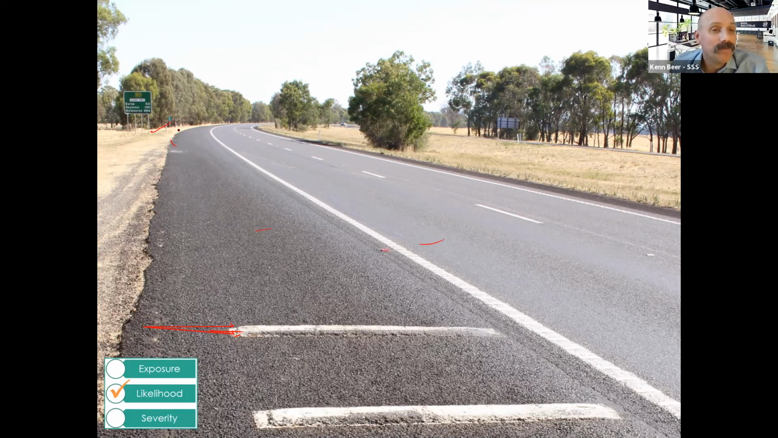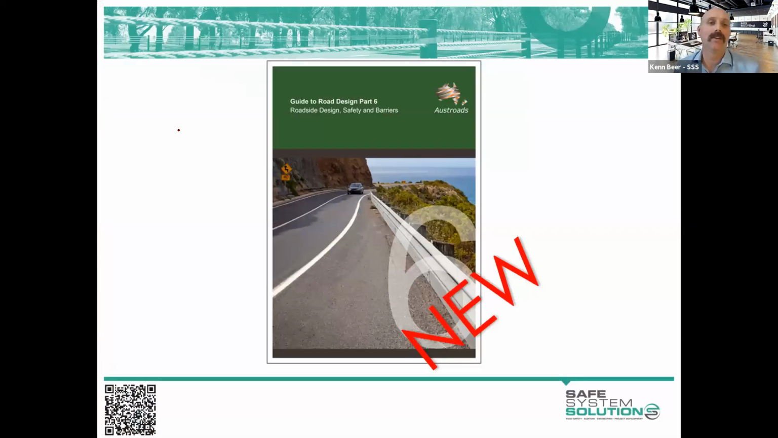This is the Hume. And you sort of design it to that, and there's a huge amount of death and serious injury up the Hume, or there was back at this time when I took the photo. And that's because this is not our best way of reducing risk. And so have a look at the new Austroads Guide to Road Design Part 6, Roadside Design, Safety and Barriers. It's really stepped us up into a new level.